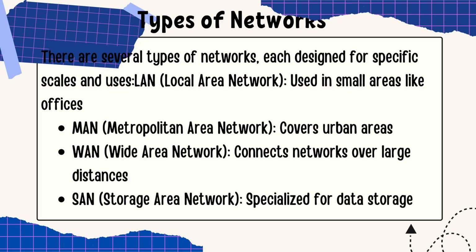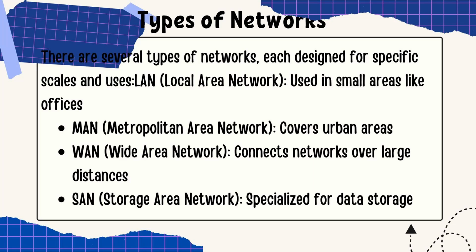A computer network is a group of interconnected devices that can communicate with each other. These networks form the backbone of our digital world, enabling everything from simple file sharing to complex global communications. Networks come in various sizes and types.